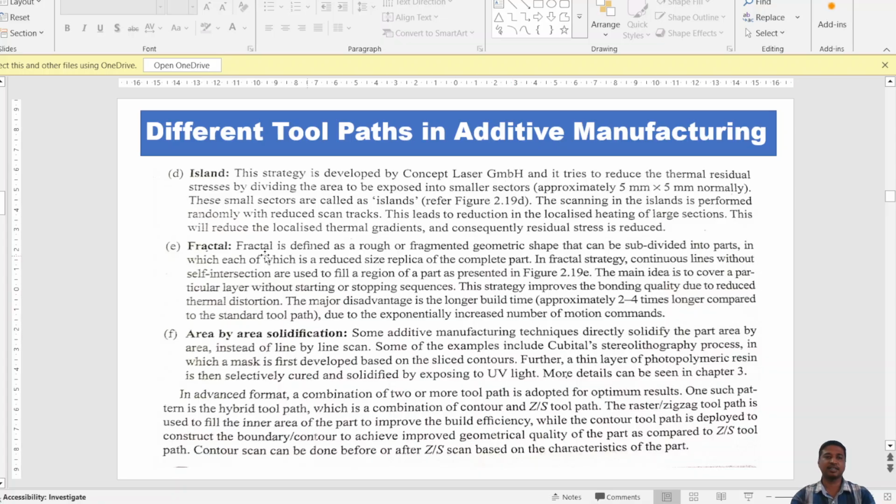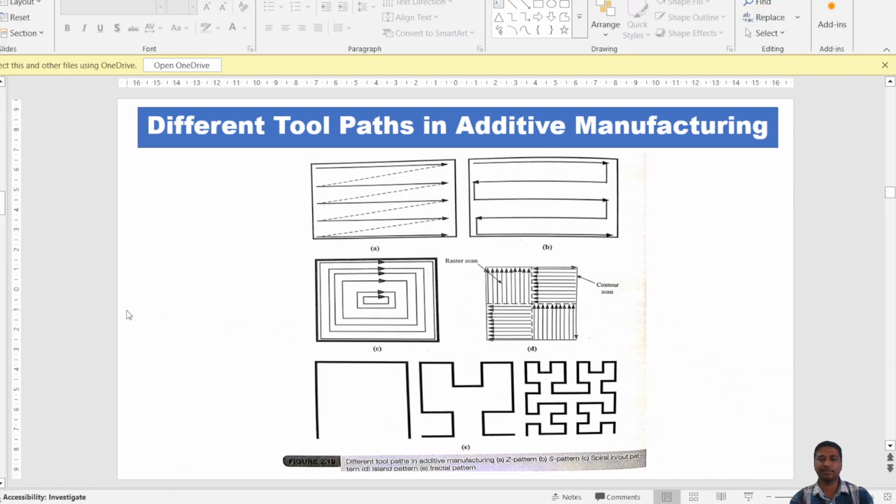This is our island pattern. See the picture of this island pattern.